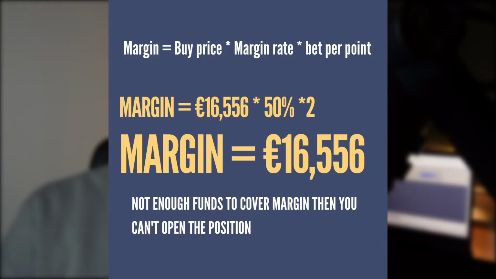If you are wondering how the overall margin requirement is calculated, this is how it's done. So in this example, I am opening a spread bet on Bitcoin. The buy price of Bitcoin at the time I'm opening the bet is €16,556. Then I multiply that by the margin requirement, which is 50% because it's crypto. And then I multiply that again by the euro value I have bet per point. And that actually brings me to a margin requirement for this bet of €16,556.